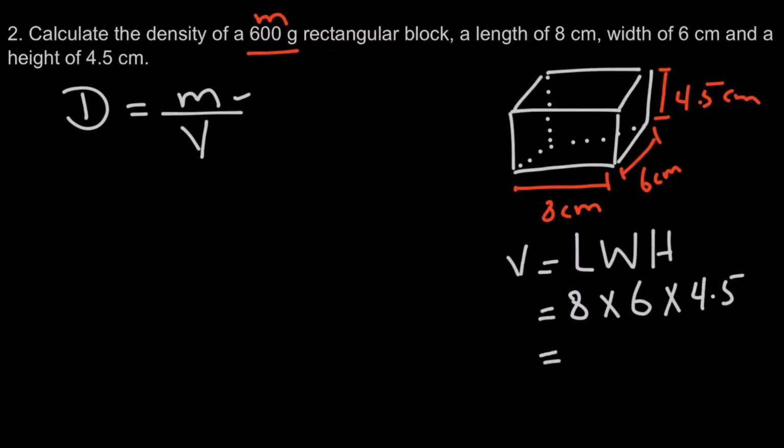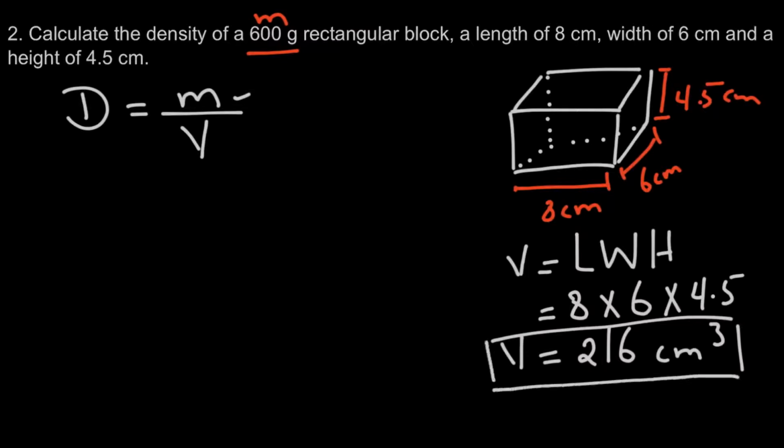So 8 times 6 is 48, times 4.5 is 216 centimeters cubed. Why is it centimeters cubed? Because I have 3 measurements here. Each one of them is centimeters. So centimeters multiplied by centimeters multiplied by centimeters will be centimeters cubed.